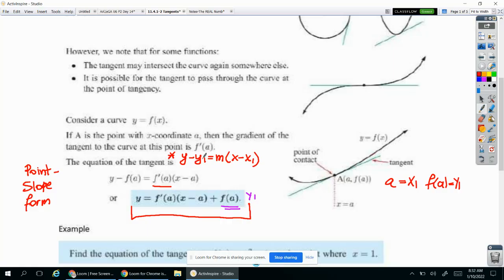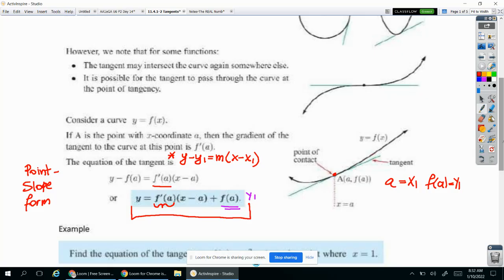So to compare this with the formula that's given to us over here in the book, we just need to realize that this a right here is our x1. This f of a is the y-coordinate of the point, so this is the point of contact. And then the slope is the derivative of the function evaluated at x equals a.